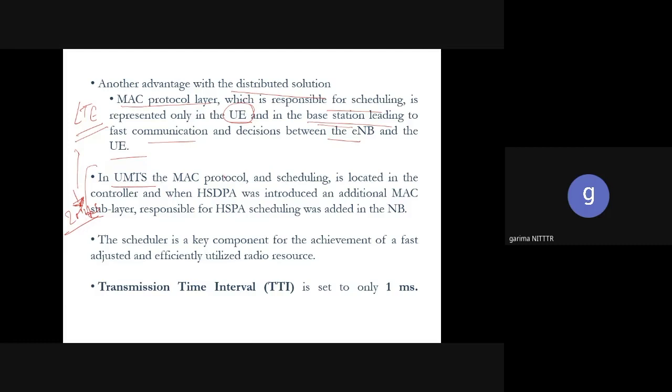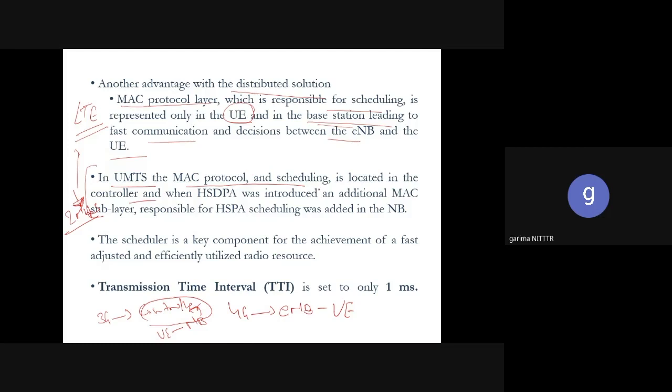So in UMTS, the MAC protocol and scheduling is located in the controller. So if you see in the 3G part, your scheduling is related to the controller, and in 4G, scheduling is related only to our e-node B and our user equipment. In 3G there is an additional entity: your user equipment will be there, your node B will be there, and then the controller is there.